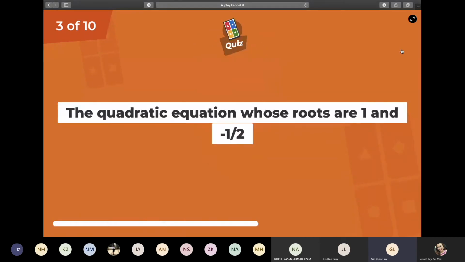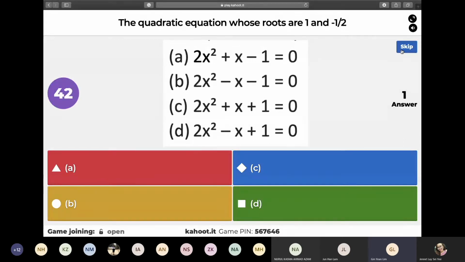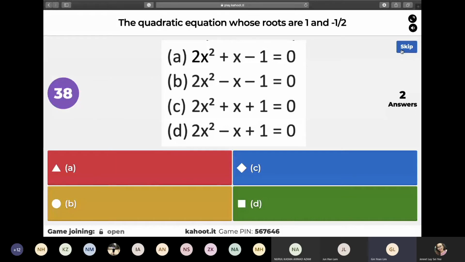So now, question 3. The quadratic equation whose roots are 1 and negative 1 over 2. So yeah, look carefully at the plus and minus sign there. And yeah, use your calculator, okay? The plus sign and negative sign will get different answers. So look carefully at the plus and negative sign, yeah?